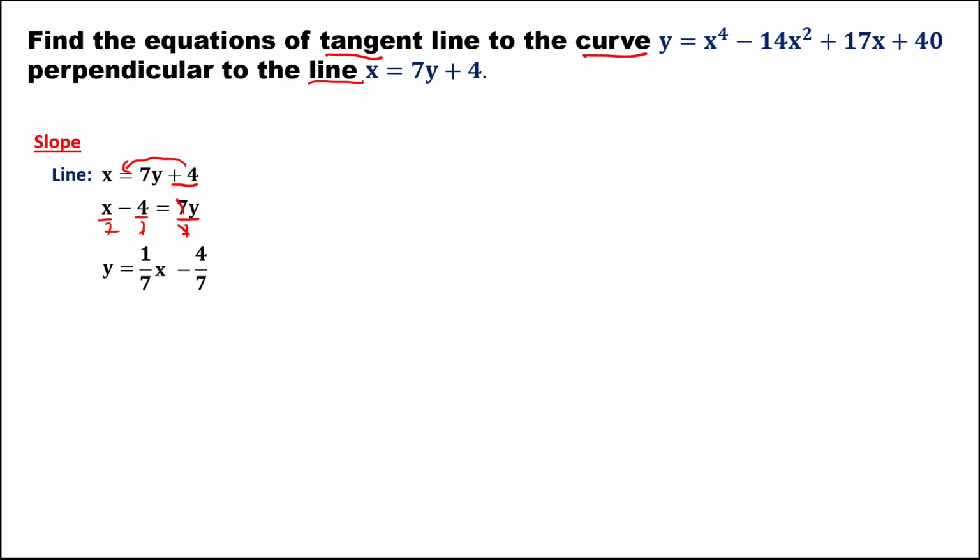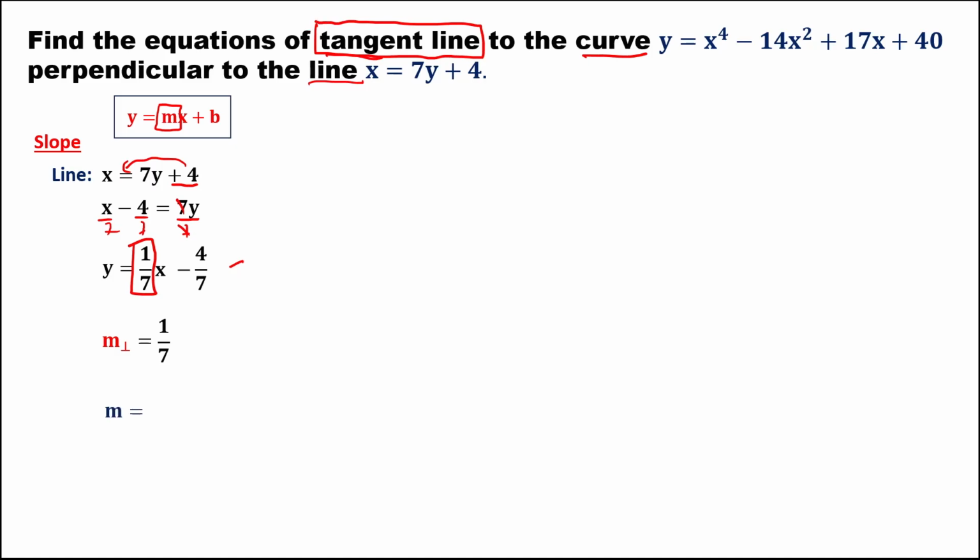Then from this to find the slope, this is the formula for the slope, y equals mx plus b, and m is the slope of the line. So from this, the slope of the perpendicular line is positive 1 over 7. Since we're looking for the equation of the tangent line, we need to find the slope of the tangent line from the slope of the perpendicular line.